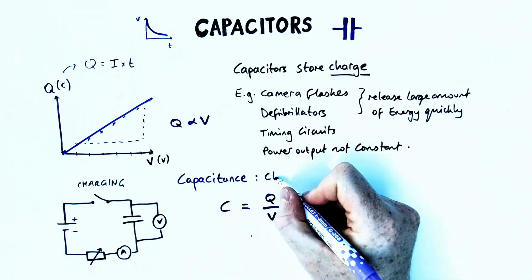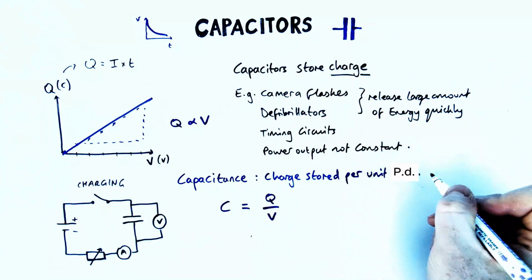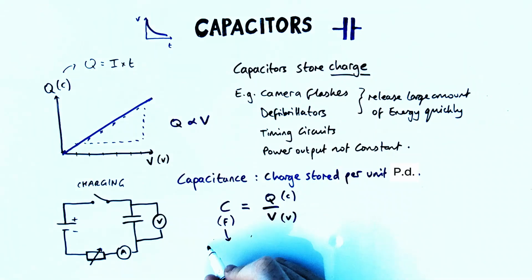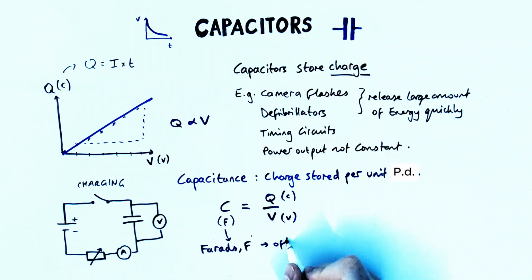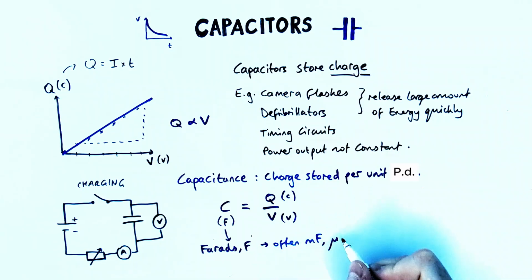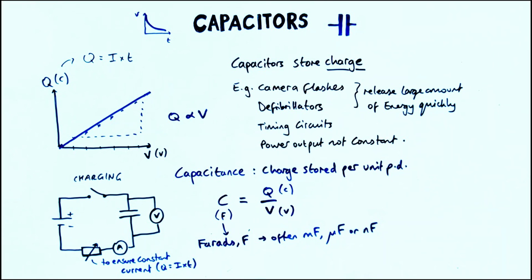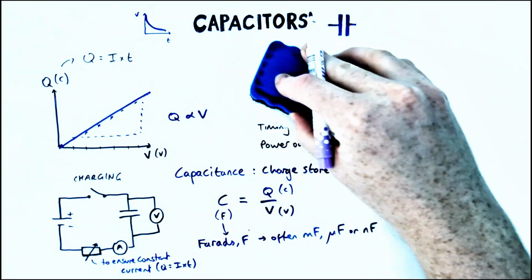So the capacitance we define as the charge per unit potential difference. So in equation terms, that would be capacitance C equals Q divided by V. Now the unit for the capacitance is the farad, named after Michael Faraday, or measured in farads. Quite often you'll see these in micro, milli or nanofarads. It's quite a small unit, usually because the amount of charge stored in 1 volt is quite small.